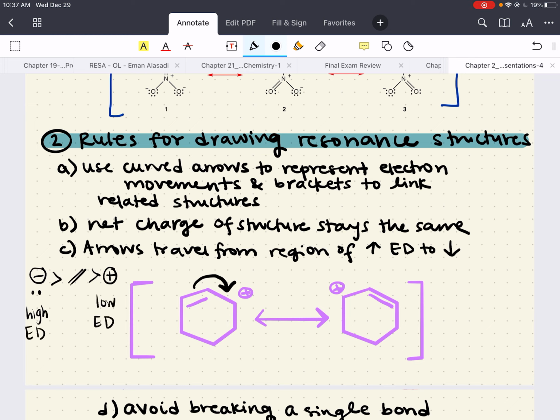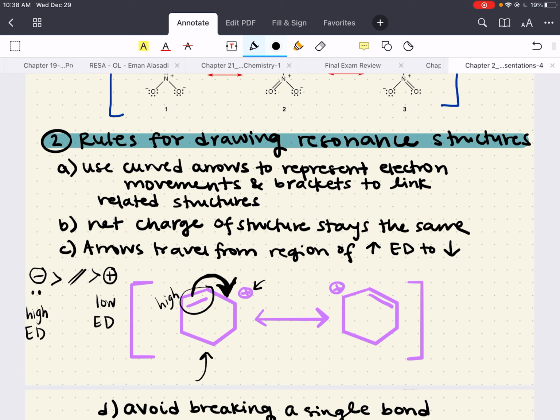And so whenever you're looking at a molecule and you're trying to draw the resonance structure for it, remember that you'll be drawing those arrows from high electron density to low electron density. Look at this molecule, for example. If you're trying to draw the resonance structure for this molecule, your arrow is going to point from high electron density. A double bond is higher in electron density than a positive charge. So your arrow will go from high electron density over here to low electron density.